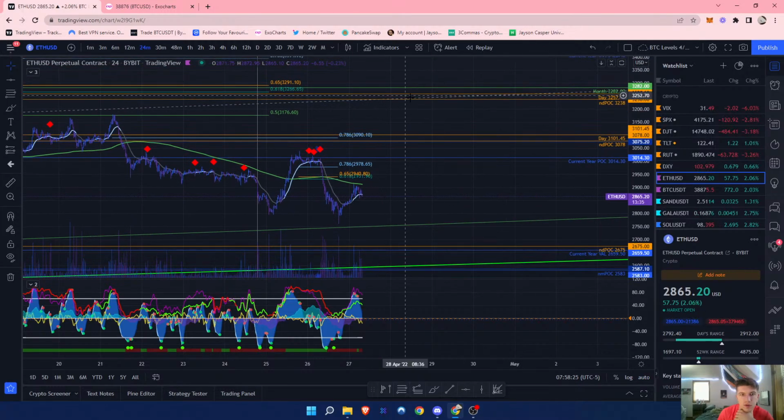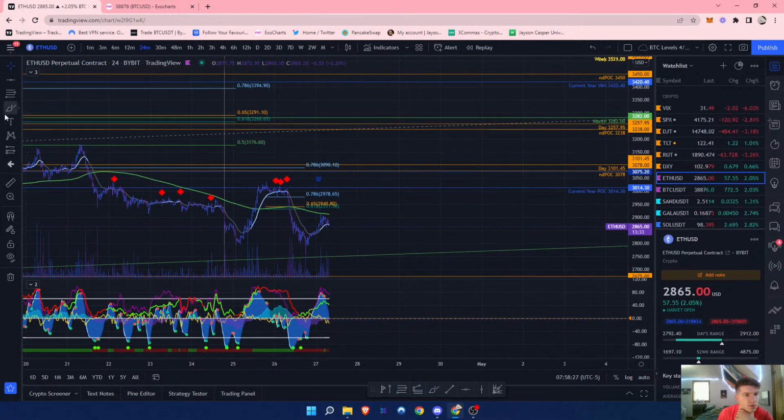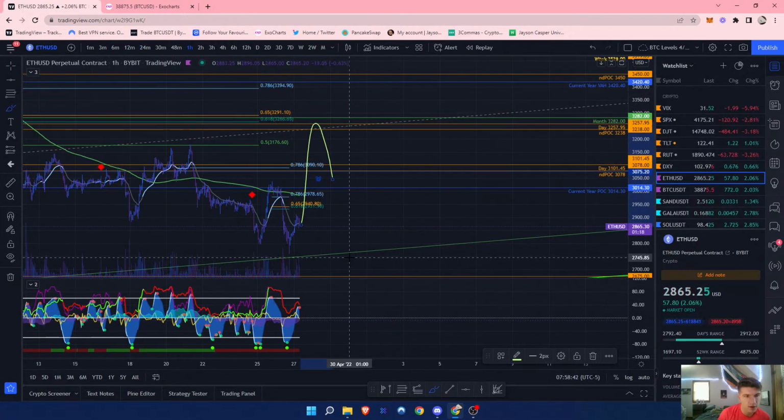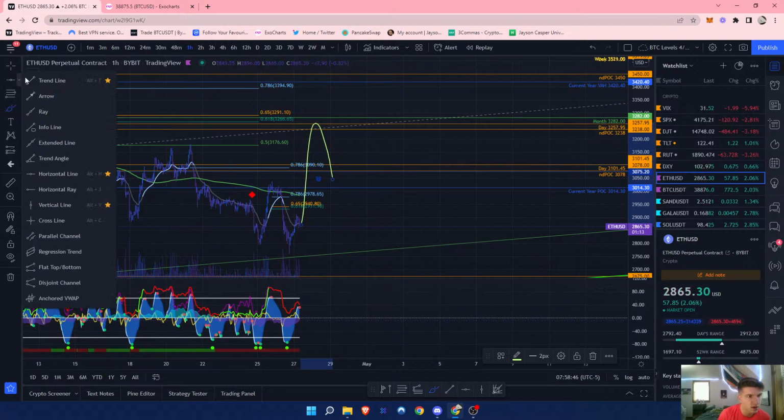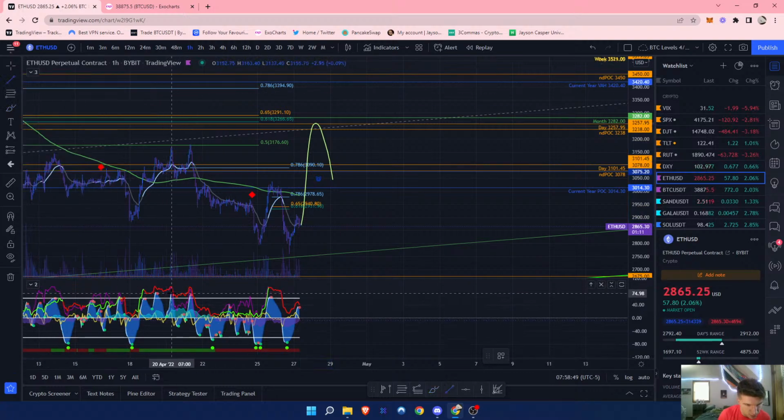Okay, so that's short number 1. Short number 2. Come up to here. This would be a good short. We're getting confluence with a monthly and a golden pocket. And really, I'd like to see a 1 hour divergence based off of this. So I don't want to see a large anchor wave, really. I'm going off of these 2 anchor waves.